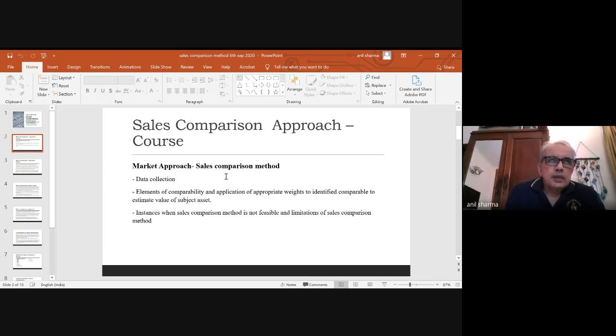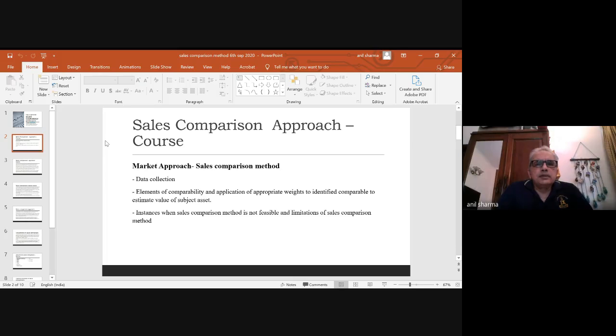Okay, so this is the third method of valuation. This is called the sales comparison method, also known as the market comparison method. Out of the three methods, we've done the cost method and the income method. The third one is often the most reliable method, but difficult to apply in many circumstances, particularly for specialized assets.